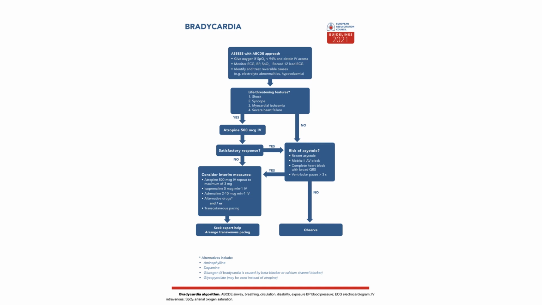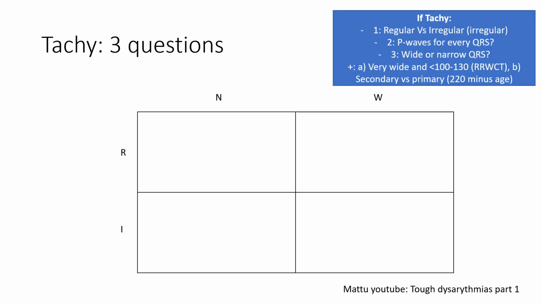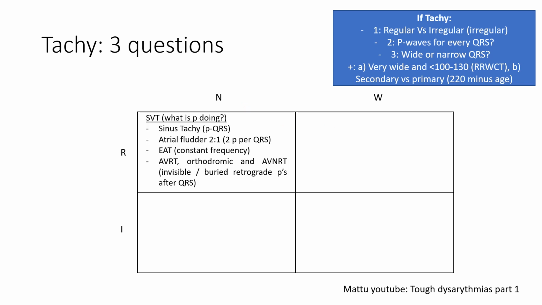But that's always a problem because there's a high inter-observer variability. There's a problem with false negatives and false positives. Yeah. Then for tachycardia, there are these 3 questions that we mentioned, along with my additional one, and then you can do this 2x2 diagram. So if you have narrow and regular, then it can be sinus tachycardia.